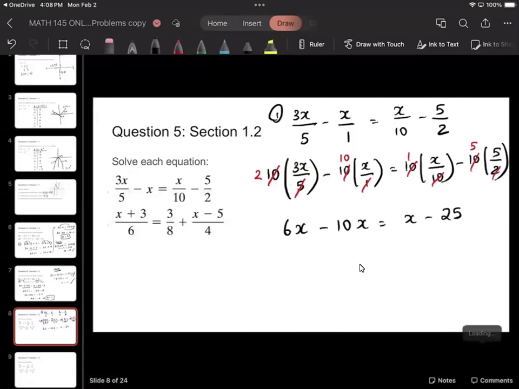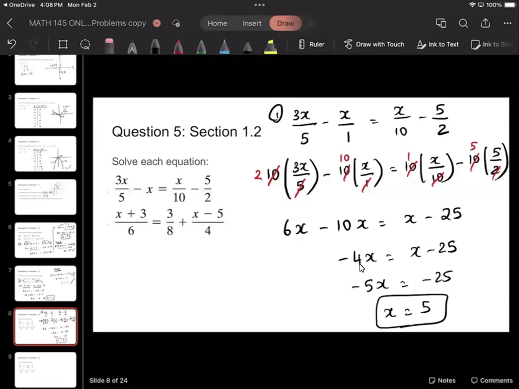So then I move the x over to the left. I'm sorry. Let's combine the like terms here first, right? So combine the like terms on the left-hand side. So I have negative 4x equals x minus 25. Now I move the x to the left and then I divide by negative 5. X equals 5 is my answer. Okay, makes sense? So once you multiply by the least common denominator, your denominators will go away and you will end up with a simple linear equation.